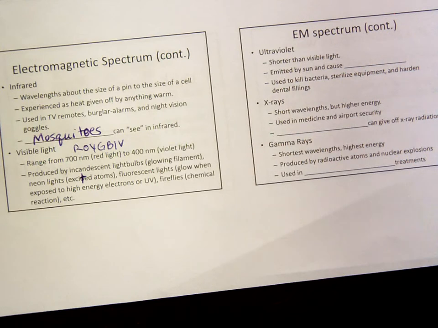We can also get light through chemical reactions like fireflies or anything with bioluminescence. They actually are glowing because of chemical reactions inside their bodies.